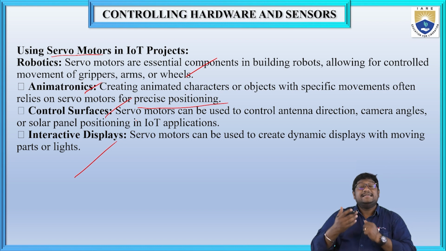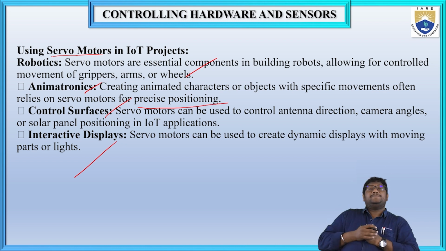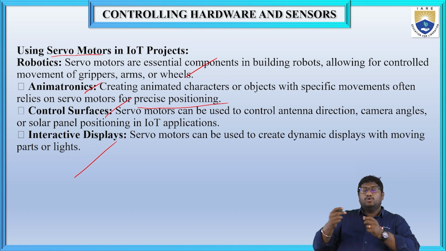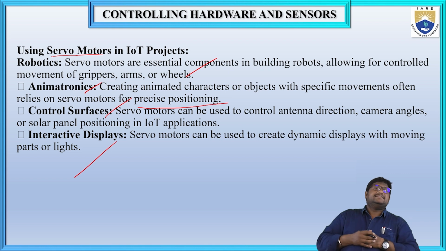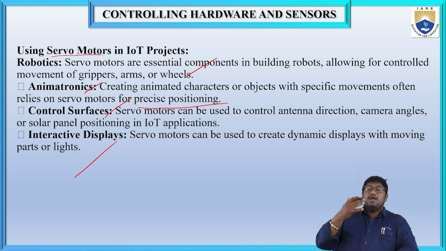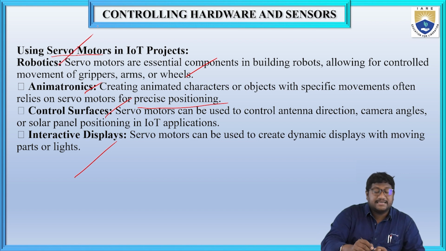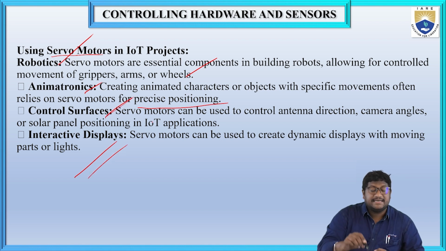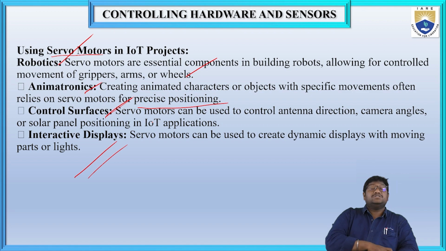And the last one is interactive display. With the help of these servo motors we are going to create dynamic displays, which can be moved or changed, like moving parts or moving lights. Those are the interactive displays. With the help of these servo motors only, all these projects are initiated: the first one robotics, the second one animatronics, the third one control surfaces, and the fourth one interactive displays. These are the things which we are doing.